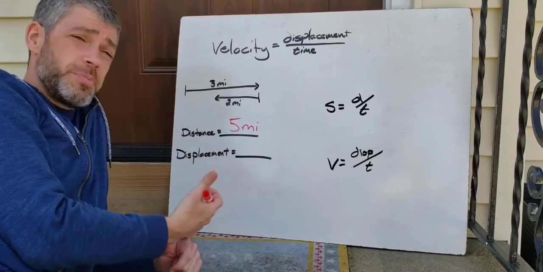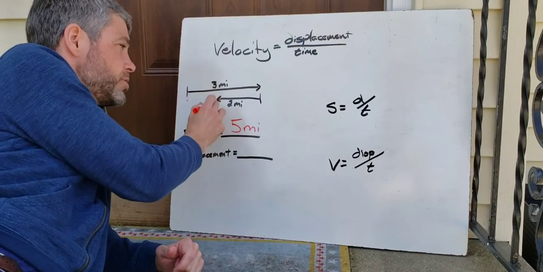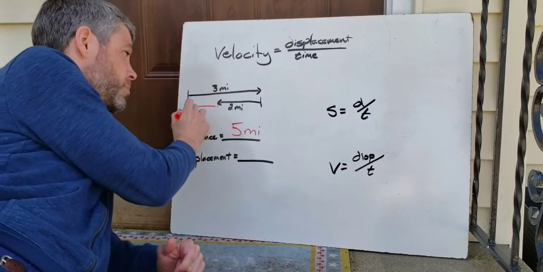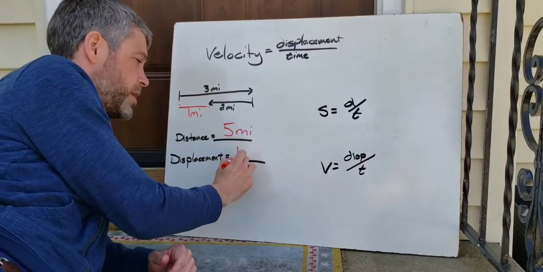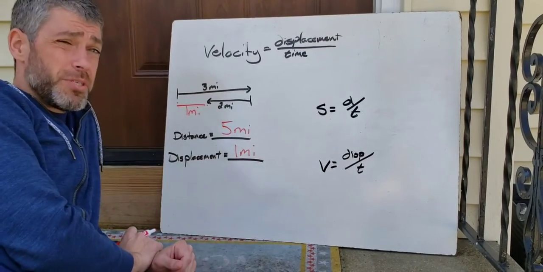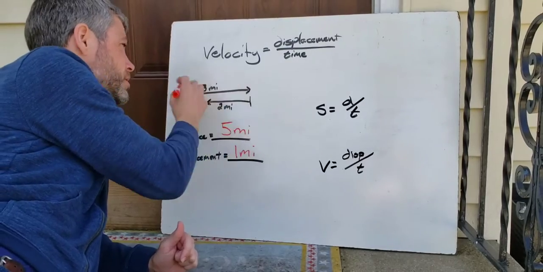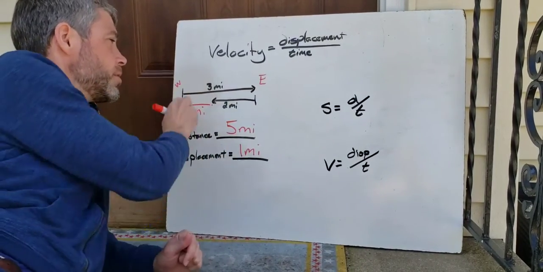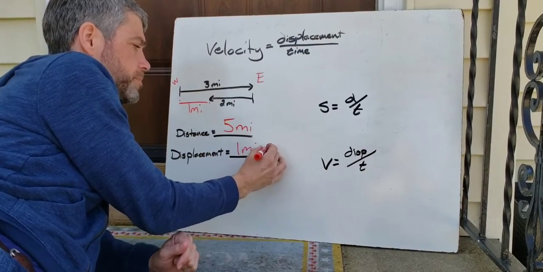But my displacement is a change in location. So starting from my starting point to where I ended is only a change of 1 mile. So my displacement is 1 mile, but I should probably also say which direction. Now I didn't give you a direction here, so let's just say that this is east this way and west this way. So my displacement is 1 mile east.